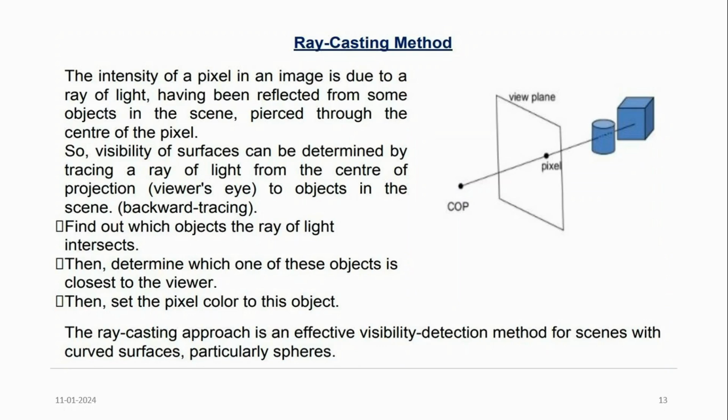Coming to the advantages of ray casting, as I already told, it provides accurate visibility decisions and handles curved surfaces, especially spheres, clearly, and it also produces realistic images suitable for geometric scenes. So that is the ray casting method for visible surface detection. In this session, we discussed the area subdivision algorithm, the octree method, and the third one, the ray casting method.